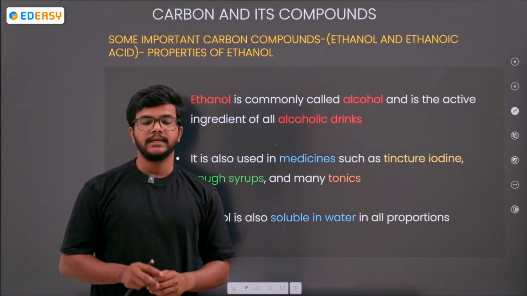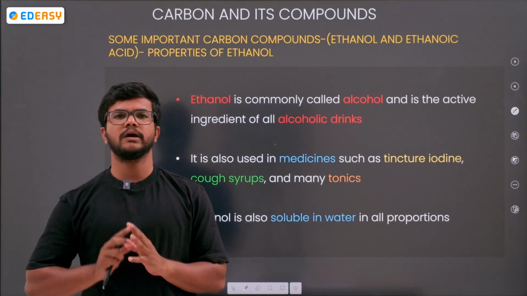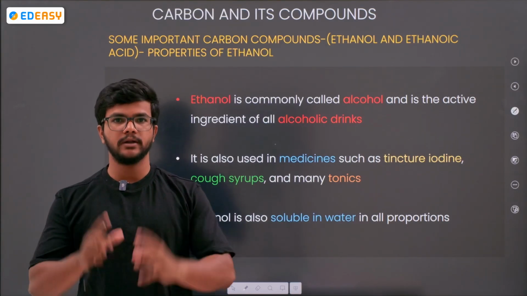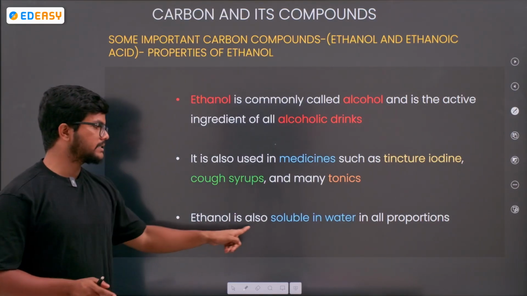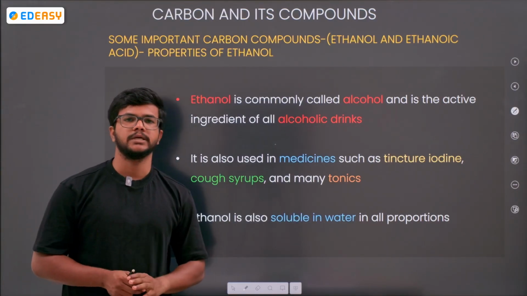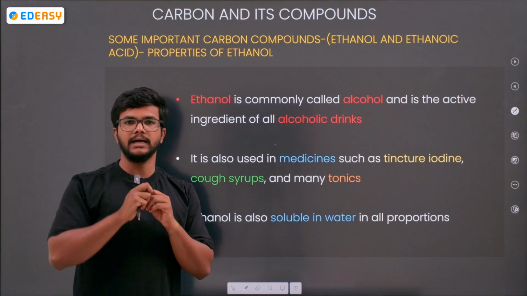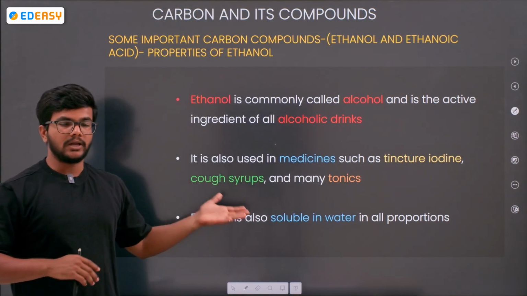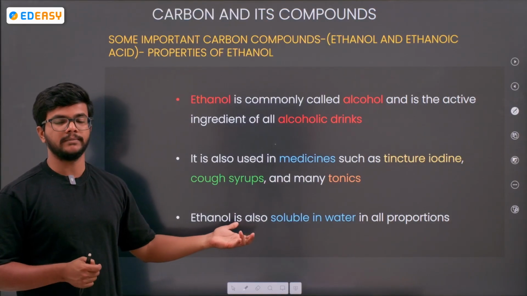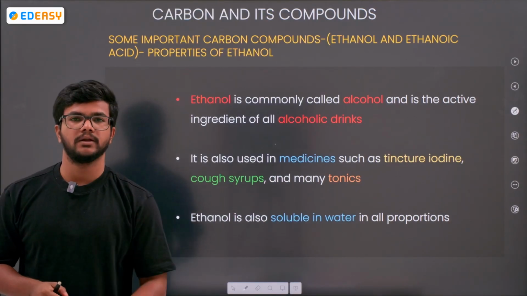Most of the organic compounds are insoluble in water except one compound, which is ethanol. Ethanol will dissolve in water in all proportions. So you can dissolve ethanol in water in all different proportions. So ethanol is soluble in water. So these are the properties of ethanol.